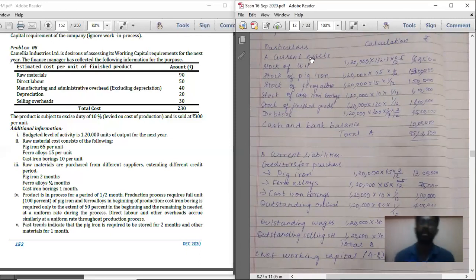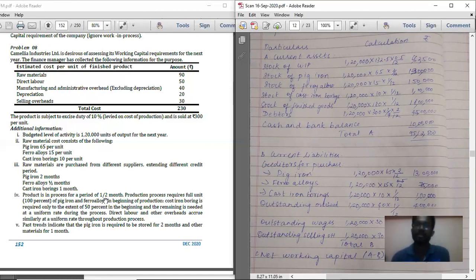So see, below that current assets, you recorded stock of work in progress. In respect of the stock of work in progress, in the calculation column, what is the total number of units? Budgeted level of activity is 1,20,000 units of output for next year. It is for whole year, not for a month. So total units is 1,20,000 into the cost per unit, that is work in progress per unit, which we calculated now, 132.5, into the time period they are giving for work in progress, 0.5 month, that is half a month, into 0.5 divided by 12.